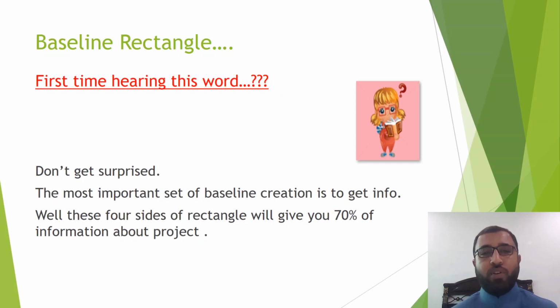For example, you are a planner on the site, your company has won a major project and they ask you, okay, you have to prepare a baseline in 30 days. So now what information do you want from them? So 70% of the information will come from four things: the BOQ, tender drawings, specification and the contract.